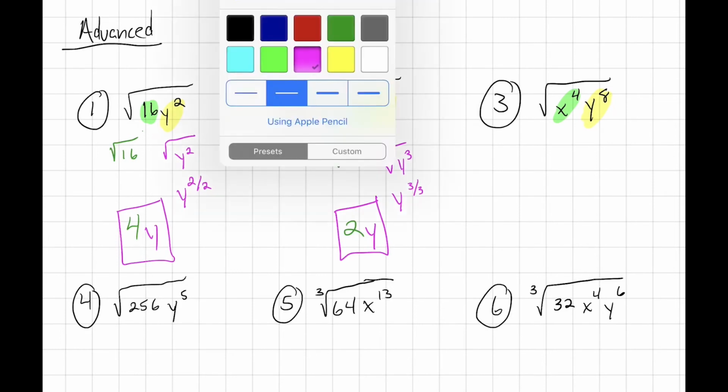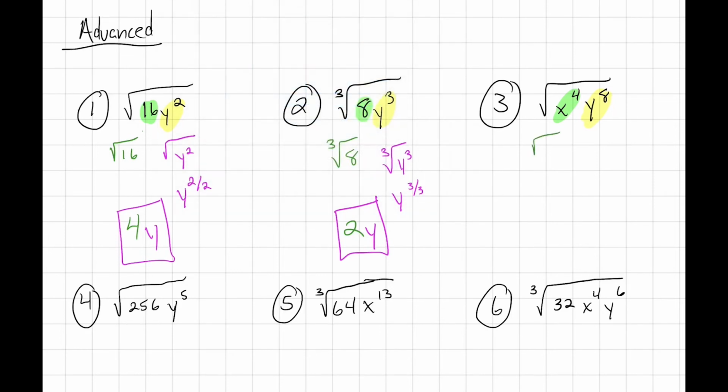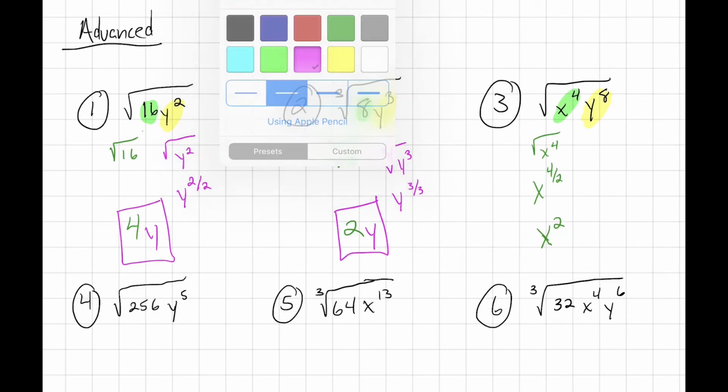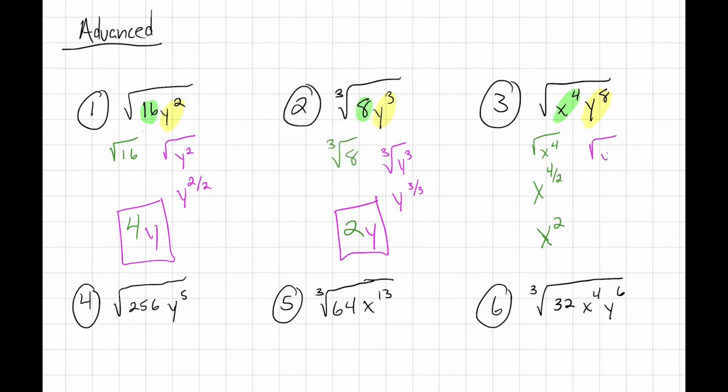And so I'll start by doing that. I have to take the square root of x to the 4th power. Well, the square root of x to the 4th power can be written as 4 divided by 2, and we know that 4 divided by 2 is 2. I come back to the square root of y to the 8th. I can rewrite that as 8 over 2, and that just becomes y to the 4th power. So my final answer for number 3 is x squared y to the 4th.